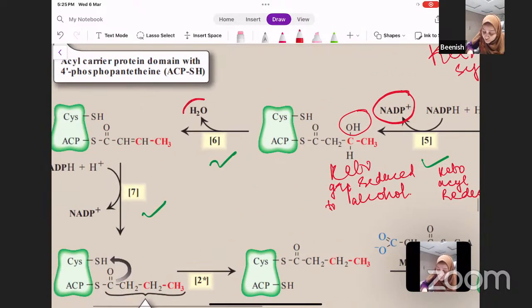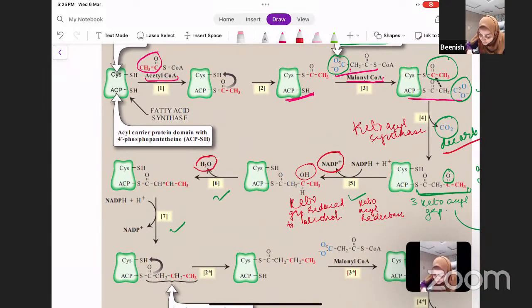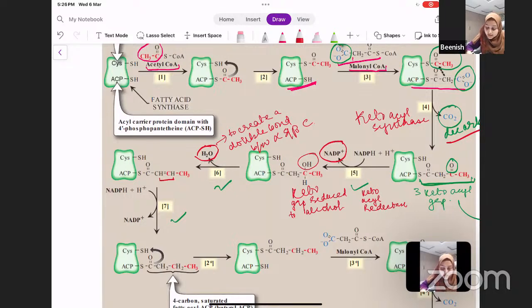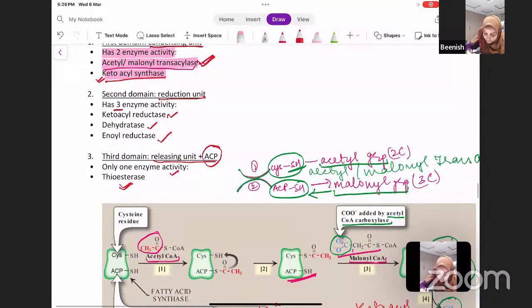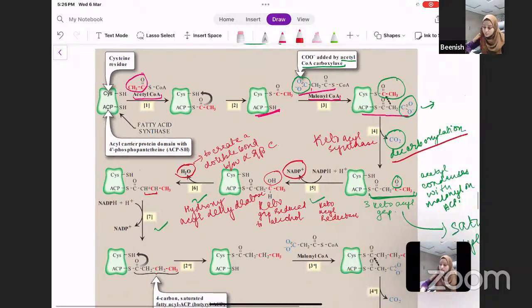Now what happens next? A water molecule is removed. Okay, a water molecule is removed to create a double bond between alpha and beta carbons. You can see a double bond has been formed here. Okay. And the enzyme here is hydroxyacyl dehydrogenase, as it is removing a water.